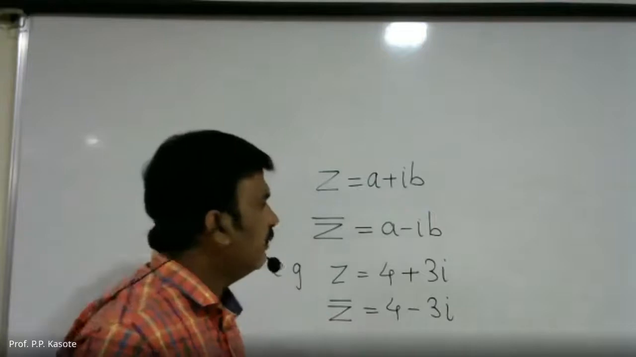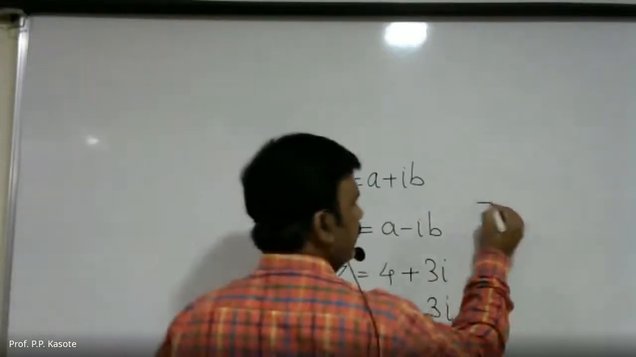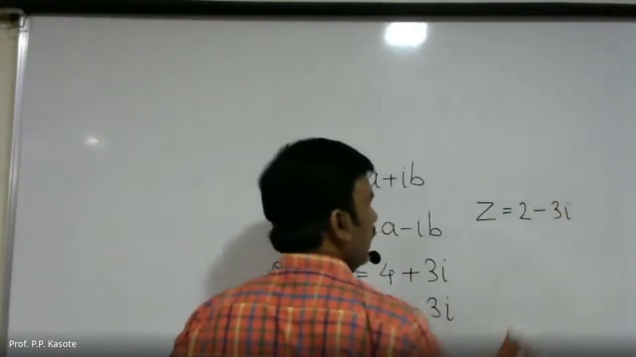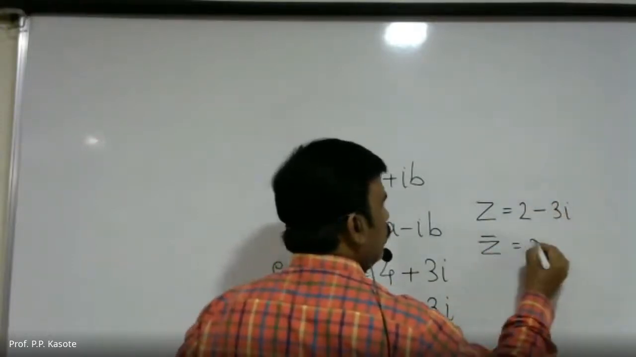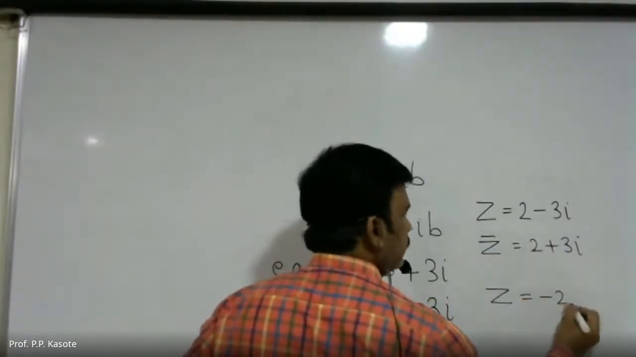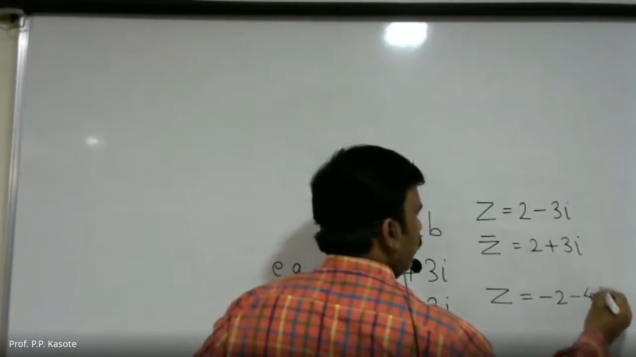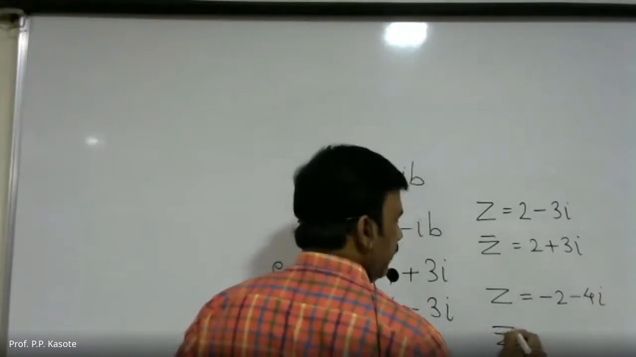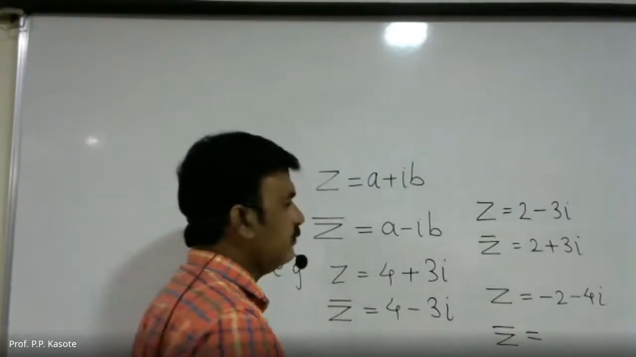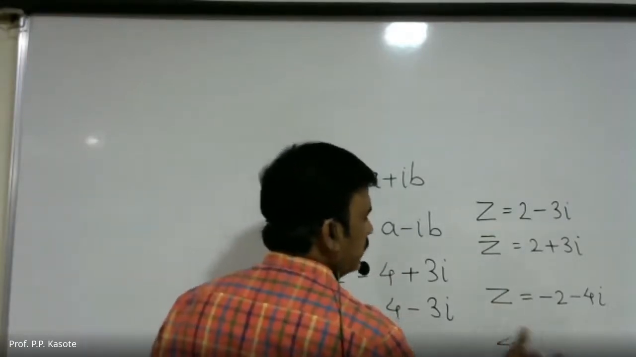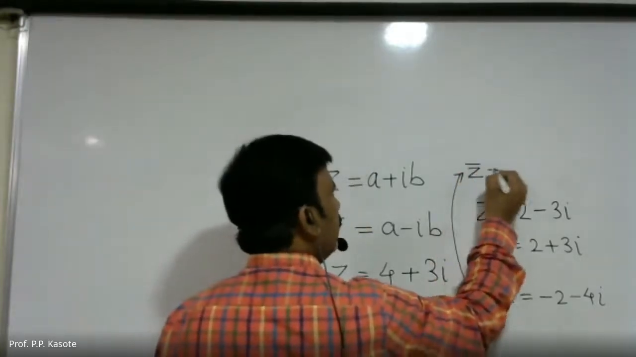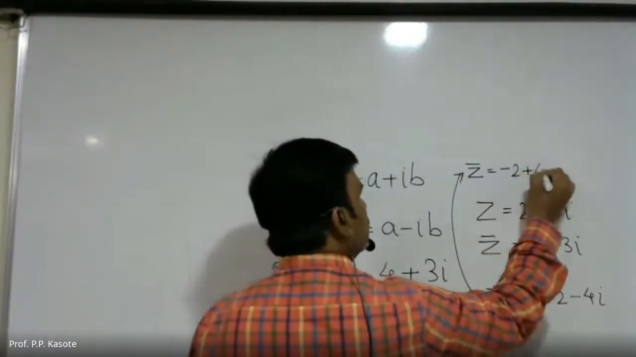ओके, यहां तक आ गया सबको समझ में. Will take one more example. Suppose we have z is equal to 2 minus 3i. So conjugate कितना आएगा? 2 plus 3i है. Suppose we have one more example. Minus 2 minus 4i. तो इसका conjugate लिखेंगे हम लोग. Conjugate of z is equal to, I'll write it somewhere else. इसका conjugate, see carefully. So z conjugate is equal to minus 2 plus 4i.